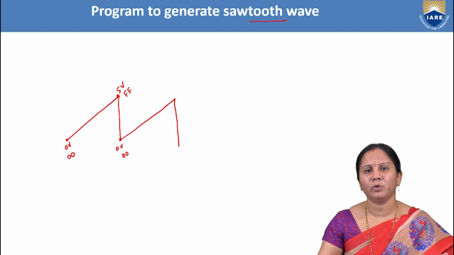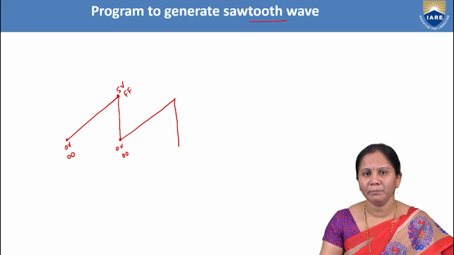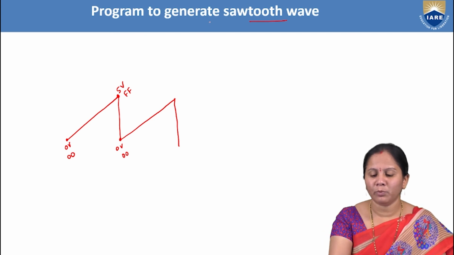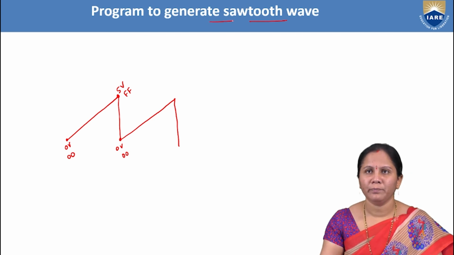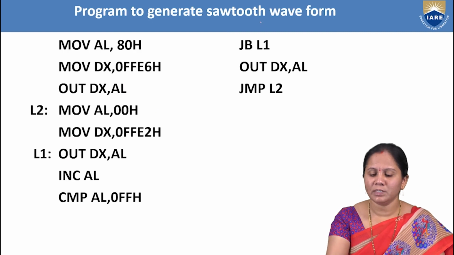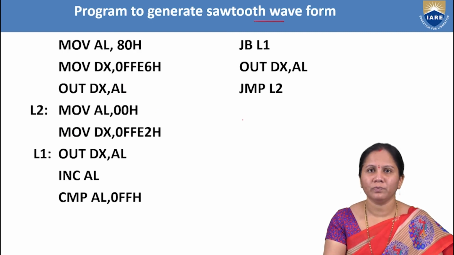Okay. So half of the program will be the same as the triangular program, but the remaining part of the triangular program can be eliminated in order to write the program for the sawtooth wave. So this is the program to generate a sawtooth wave.